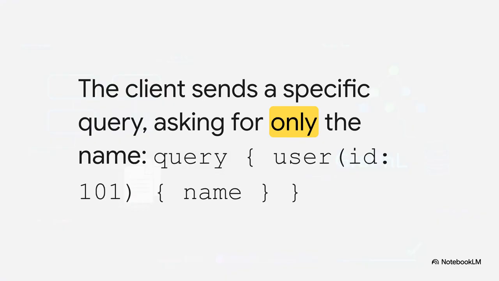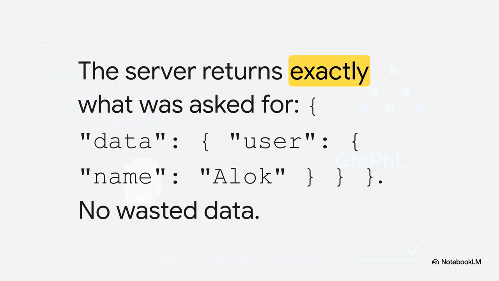So let's go back and fix that problem we had earlier. With GraphQL, the client builds a query that looks just like this. See how specific that is? It's literally a shopping list for data. It's telling the server, hey, find me the user with ID 101, and I only want the name field. Got it? Don't you dare send me anything else. And boom, look at that response. Clean, precise, no wasted data, no overfetching, just the name.